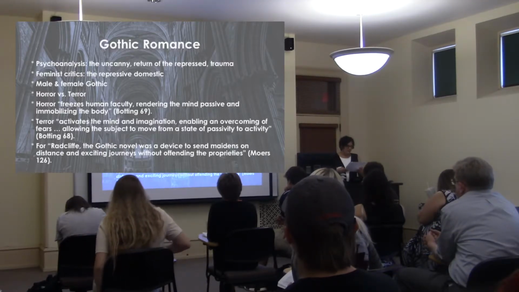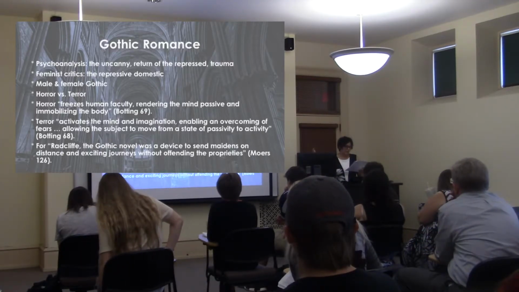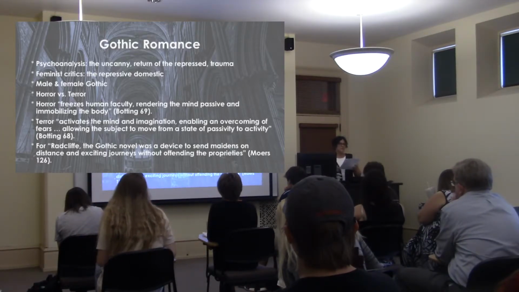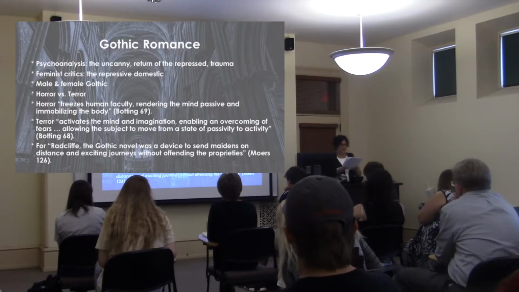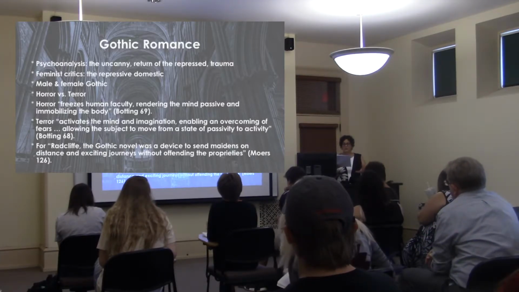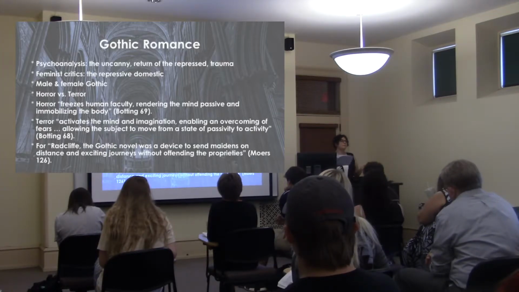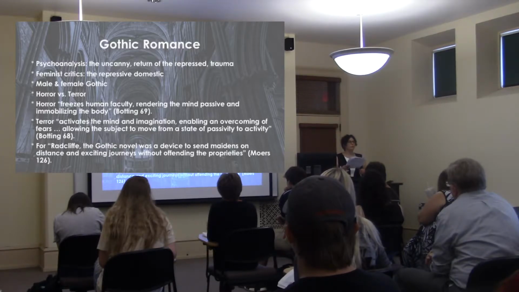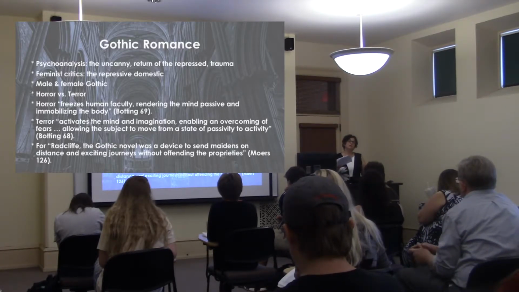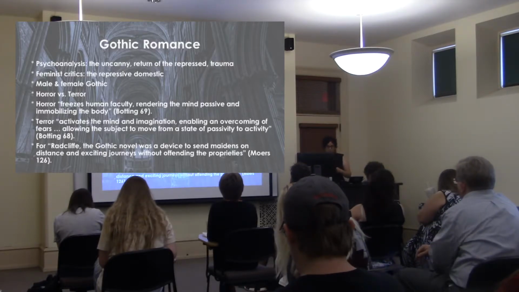And in The Italian, Elena is literally moving across the landscape, from Naples through the mountains to the seaside, back to Naples. So according to Moers, for Radcliffe, the Gothic novel was a device to send maidens on distant and exciting journeys without offending the proprieties of the day. So Elena does what no respectable woman could do outside of the pages of the novel, and she's not even considered shocking because it's against her will.